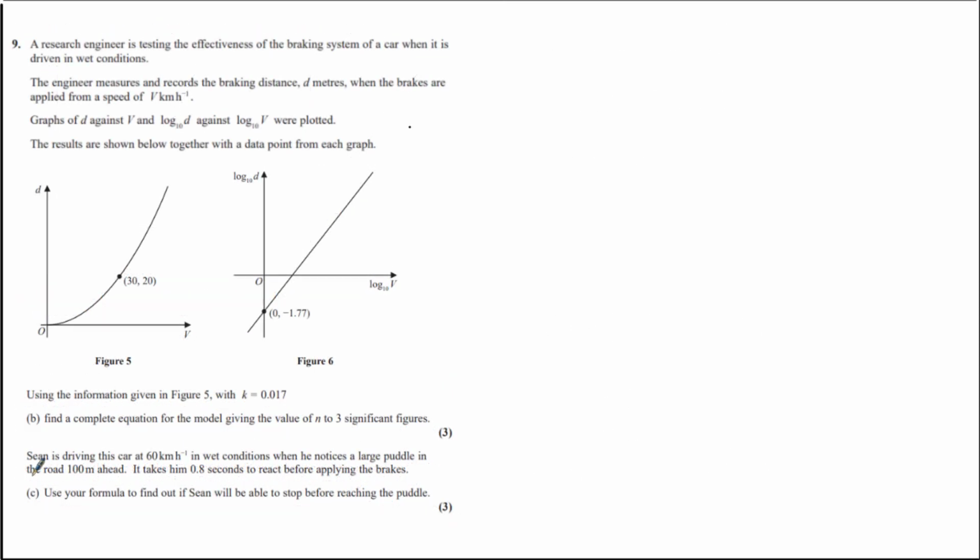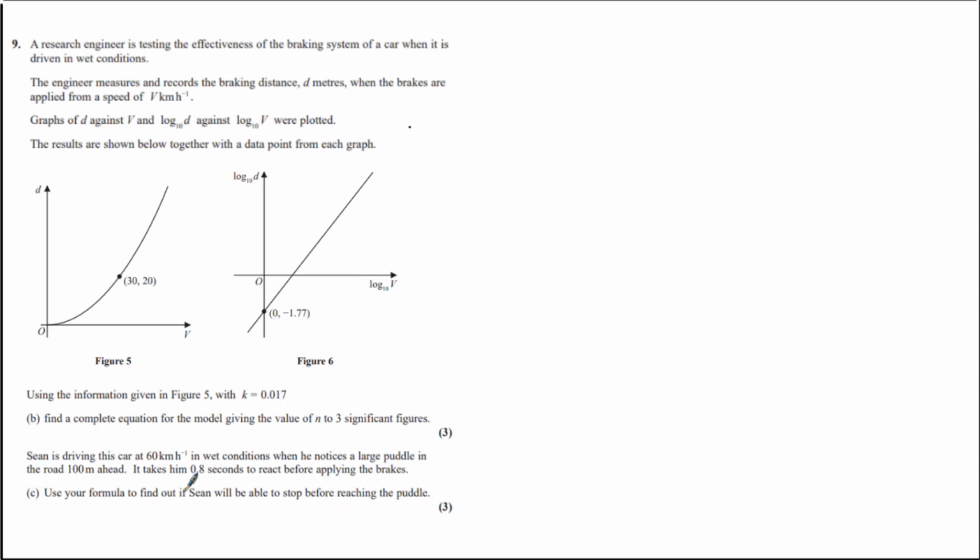The next part of this question says, Sean is driving this car at 60 kilometers per hour in wet conditions when he notices a large puddle in the road 100 meters ahead. It takes him 0.8 seconds to react before applying the brakes. The question says, use your formula to find out if Sean will be able to stop before reaching the puddle. And this is another 3-mark question.